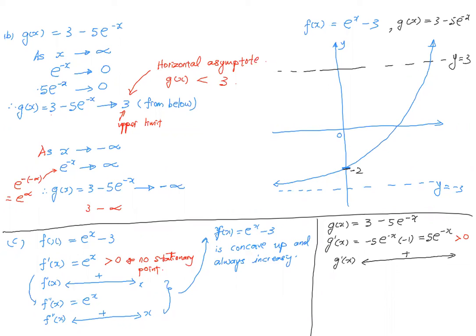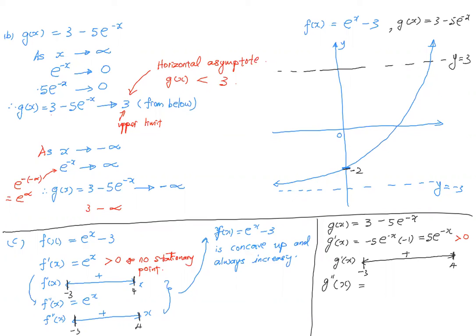Okay, so it's always increasing. Now I go to g double prime x. For the sign diagram, you have to put from -3 to 4. Yes, sorry, -3 to 4. Okay, so g double prime x.